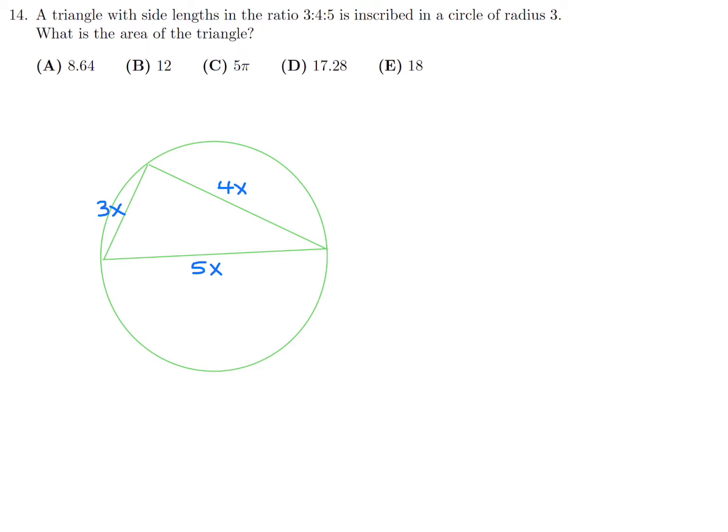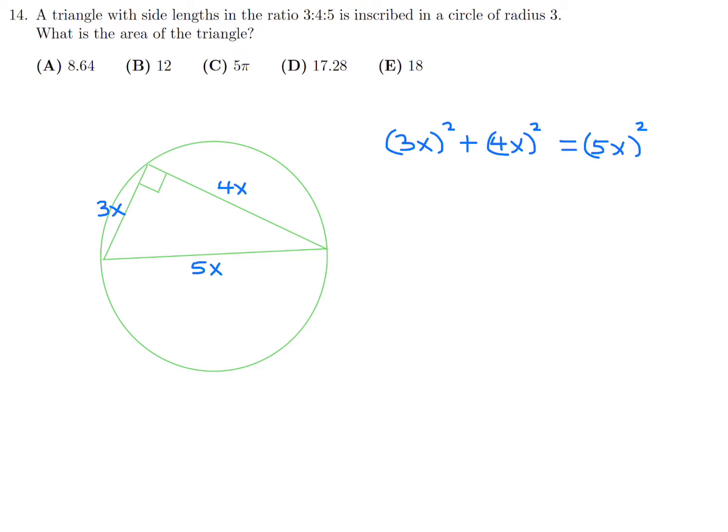Now, immediately I notice this is a 3, 4, 5 triangle, right? You all remember that is a Pythagorean relationship, because 3x squared plus 4x squared is equal to 5x squared. So if it is a Pythagorean relationship, that means this is a right angle.